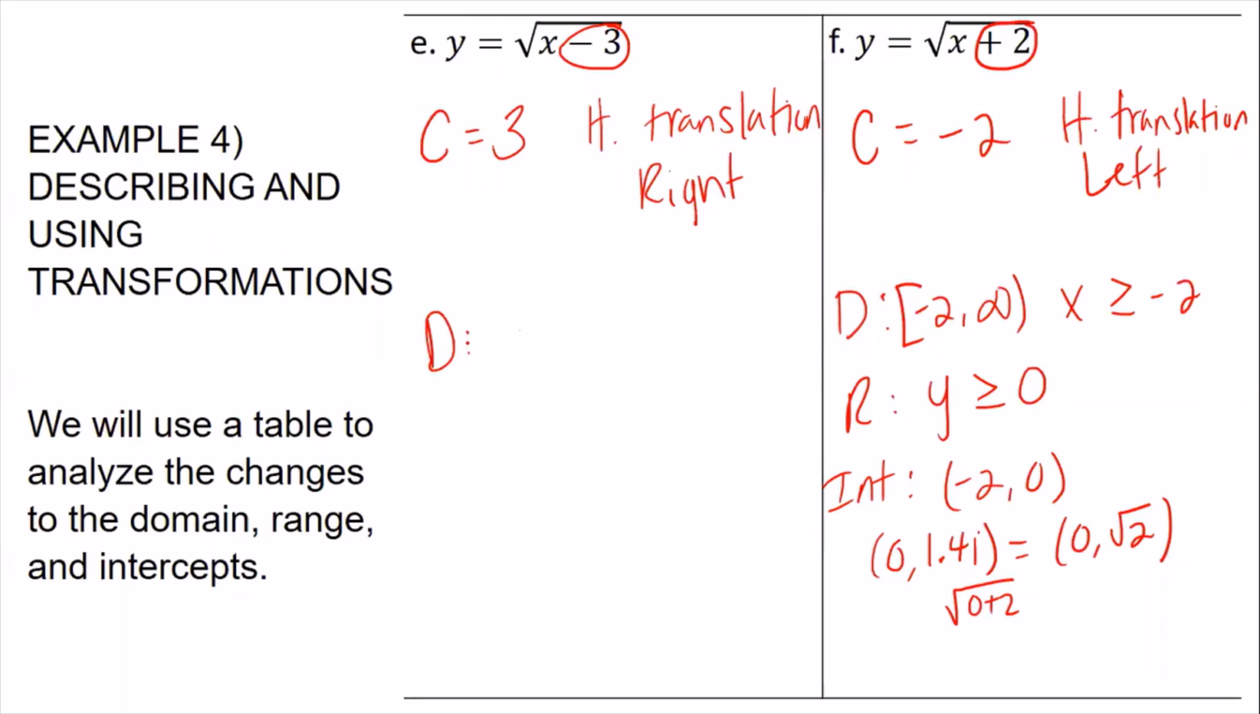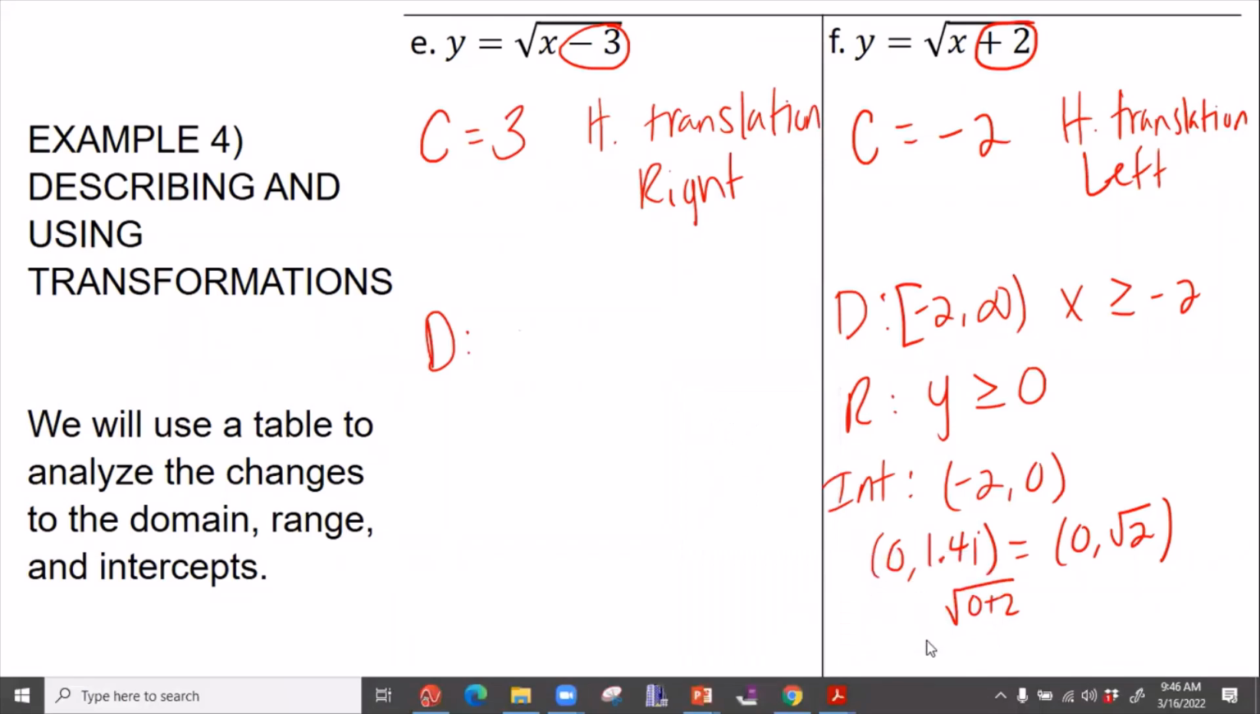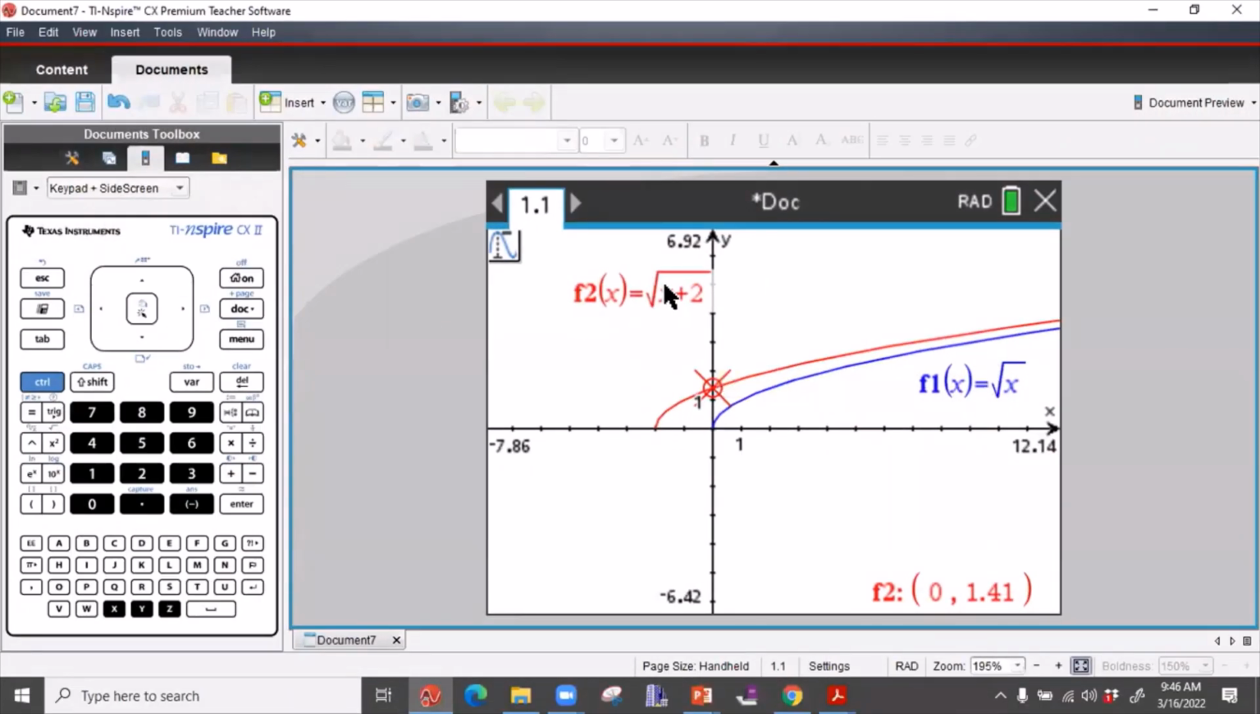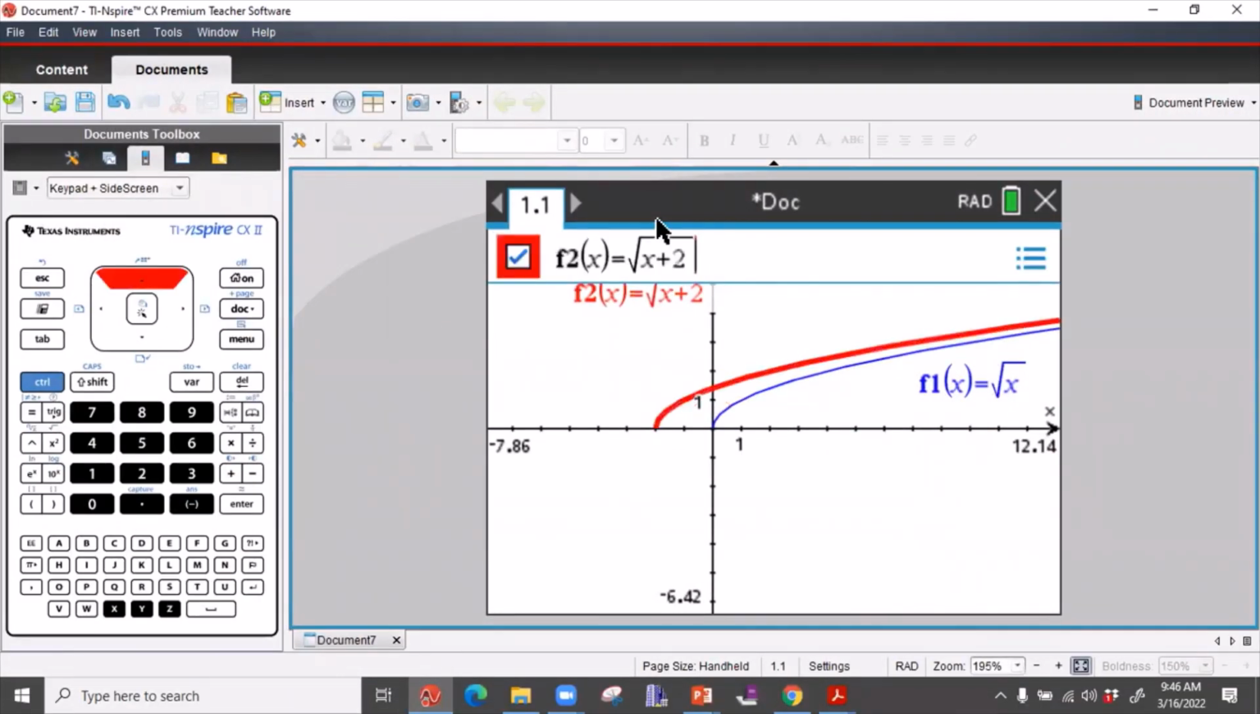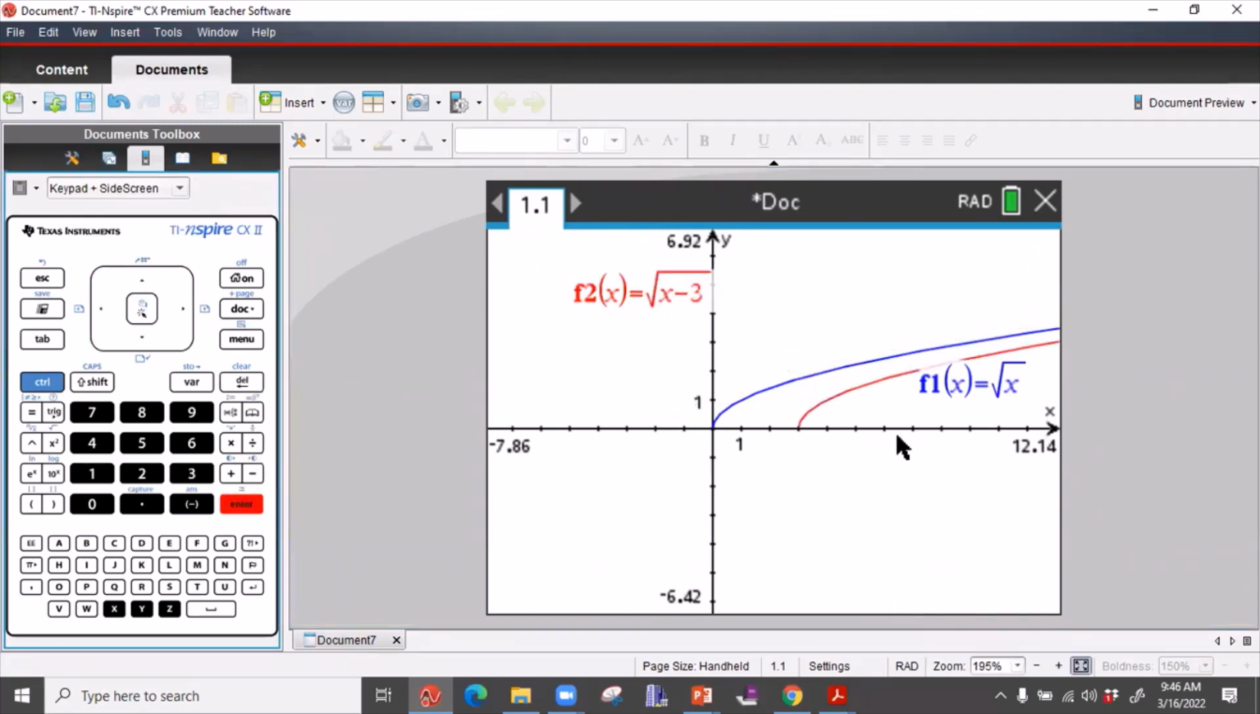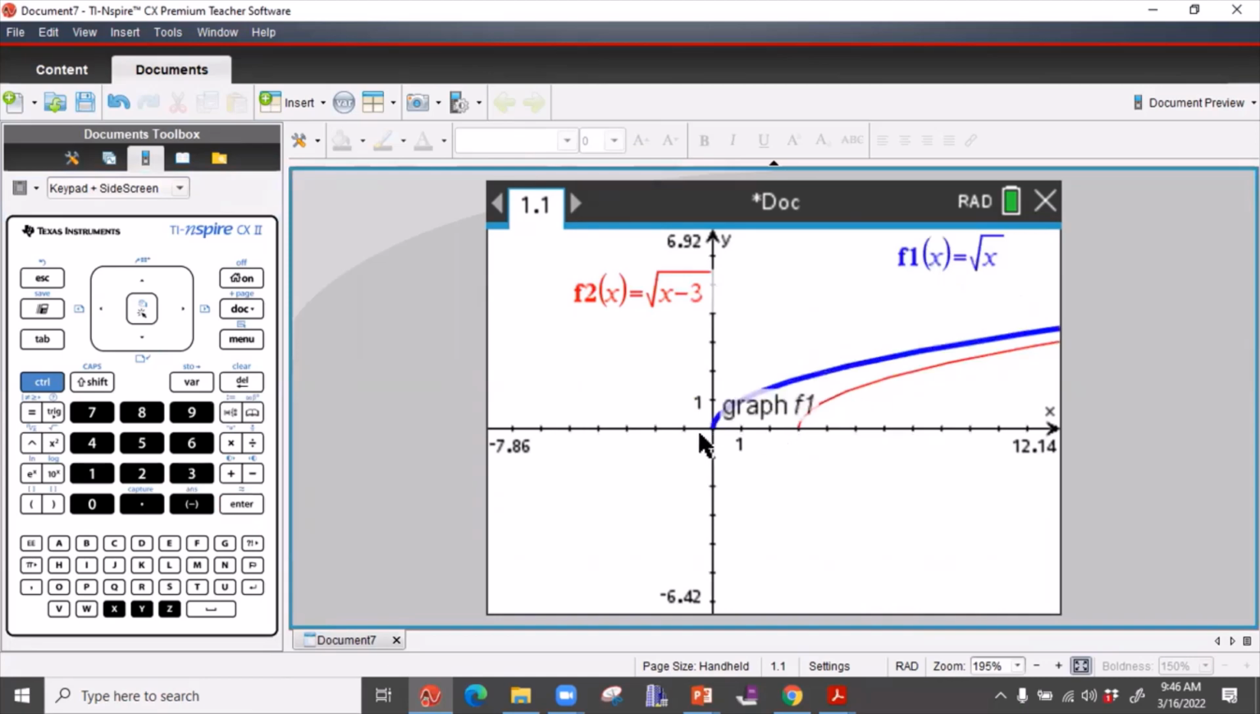Okay, so I'm going to pause for a moment and I want you to find the domain, range, and intercepts for Y equals the square root of X -3. All right, let's see how we did. So for the square root of X -3, when I go to my graph, I'm going to change this bad boy from +2 to -3. Hit enter. And did it go to the right like we said?